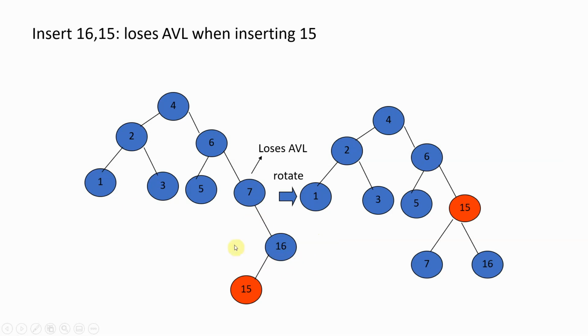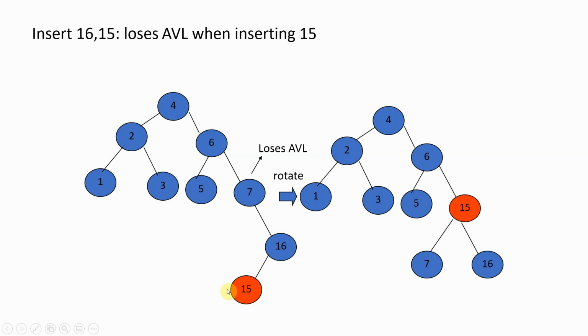Before inserting 15, if we calculate the balance factor of all the nodes from the newly inserted node all the way to the root, the balance factor for this one would be 0, for this one would be -1, for this one would again be -1, and for this one, 2 minus 3, it is still -1. So after inserting 16, the AVL property is still kept. Now let's insert 15. Again, we do insertion like we do for any BST. 15 is greater than 4, greater than 6, greater than 7, smaller than 16, and we have an empty pointer, so it's going to be inserted as the left child of 16.